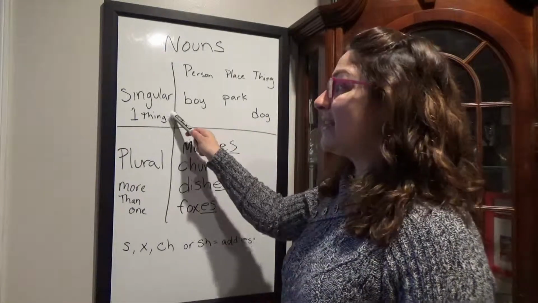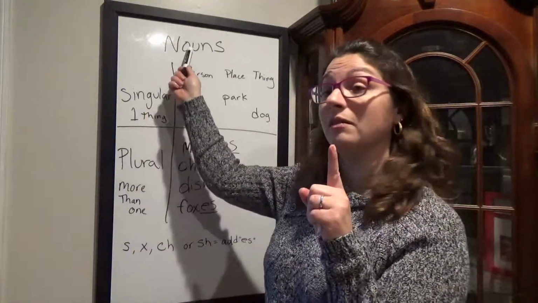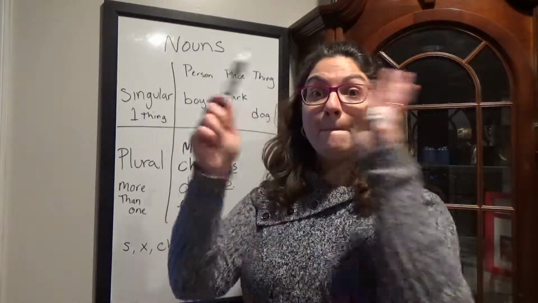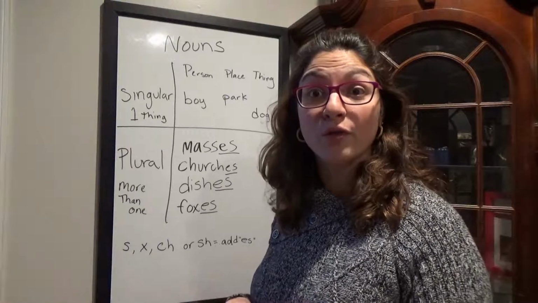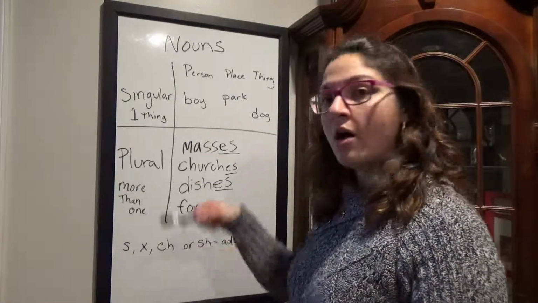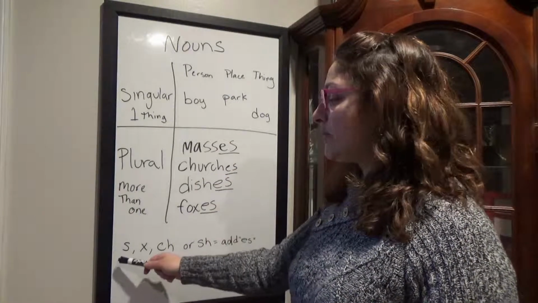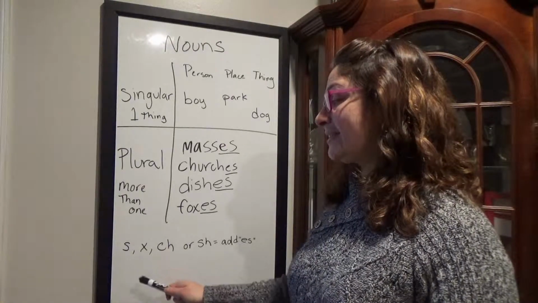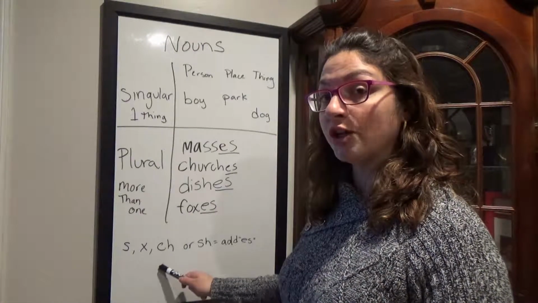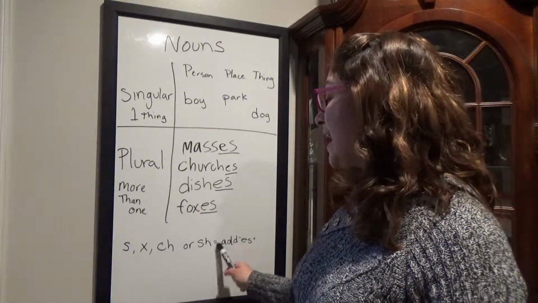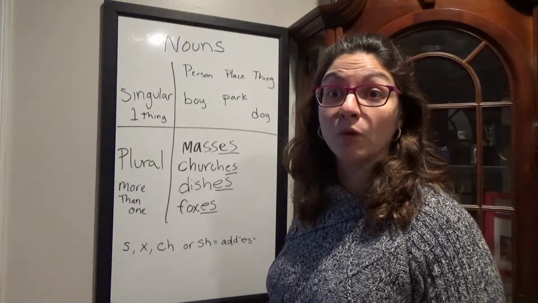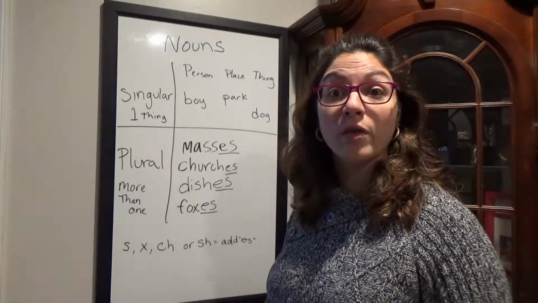So again, singular, one thing, still a noun. Plural, more than one thing. And there are some irregular nouns that we'll go over in a few moments. But for right now, look this over and make sure you know that when you have S, X, the ch or the sh sound at the end of a word, you will always add ES to make it a plural or to show that there are more than one.